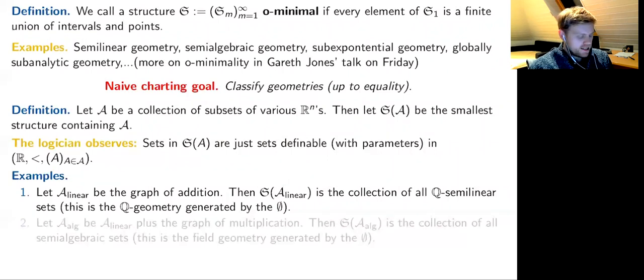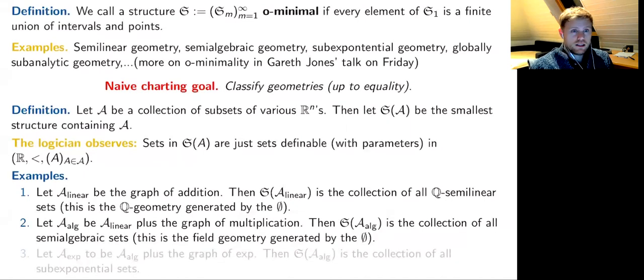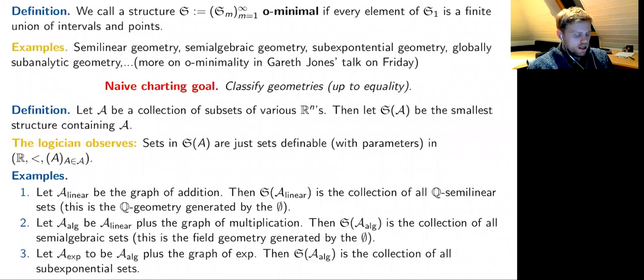The examples we have seen can be recovered. For example, if you take A_semilinear to be the set that simply contains the graph of addition, then the structure generated by that is just the collection of all Q semilinear sets. Or if you want to put it in terms of geometries, it's just the Q geometry generated by the empty set. Similarly, if to addition you now add multiplication, the graph of multiplication, then the structure generated by that collection is the collection of all semialgebraic sets. And again, in terms of geometry, this is the field geometry generated by the empty set. And then similarly, if you want to get back to subexponential geometry, you let A_exp be the collection where you add to this the graph of exponentiation, and then you generate all those sets, and you get all subexponential sets.